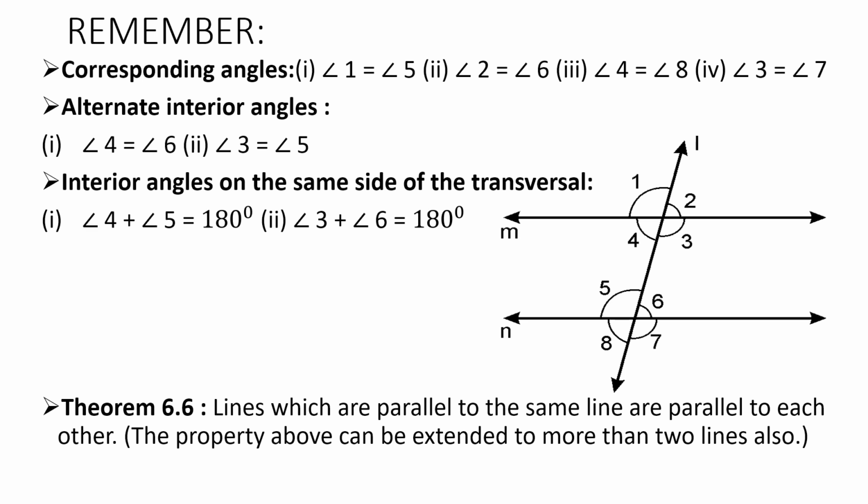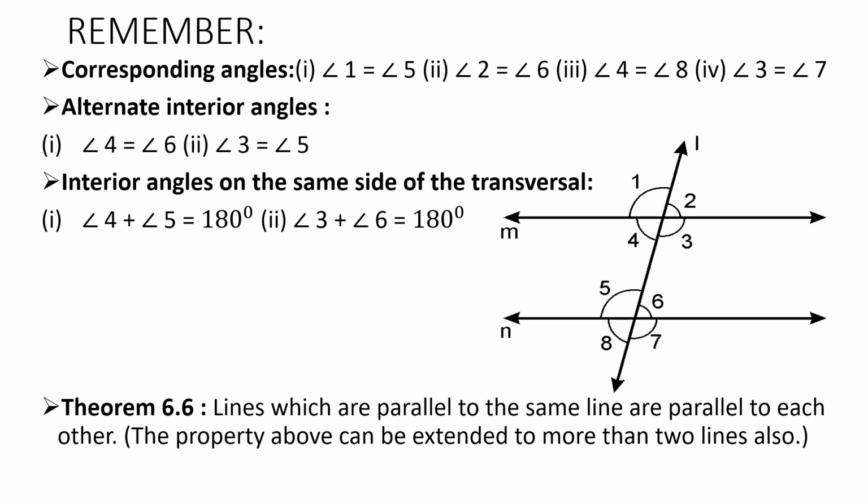Let us understand the results we have just seen. First, the pairs of corresponding angles will have the same measure. So suppose lines M and N are parallel and L is a transversal. Angle 1 will be equal to angle 5, angle 2 will have the same measure as angle 6, angle 4 equal to angle 8, and angle 3 equal to angle 7.